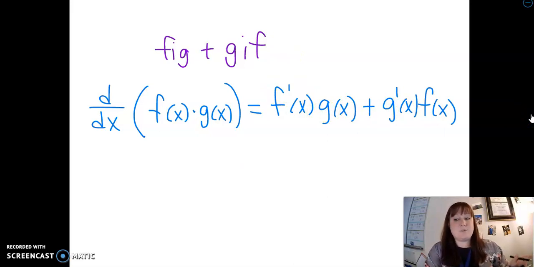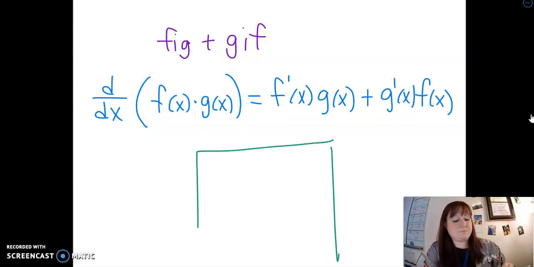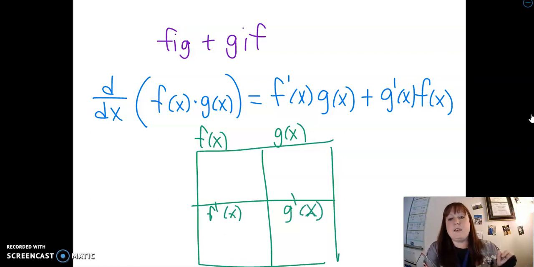And so what I always do with every derivative when I'm trying to do the product rule is I make myself a little table. And here I have f of x, and here I have g of x, and then here I'm going to have f prime of x, and then I'm going to have g prime of x. Okay? Now, then I can just find all of those, and then I can use it to multiply. So then I would multiply diagonals. Fig is these two multiplied together, plus gif, which are these two multiplied together. So let's look at how this actually works.